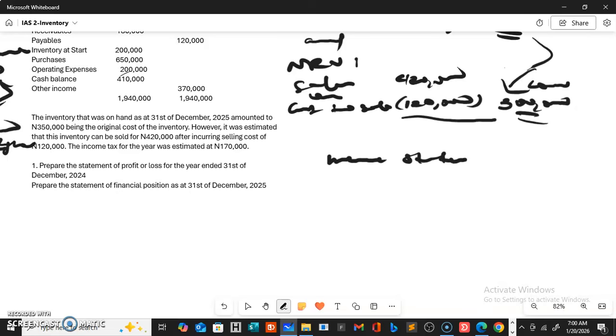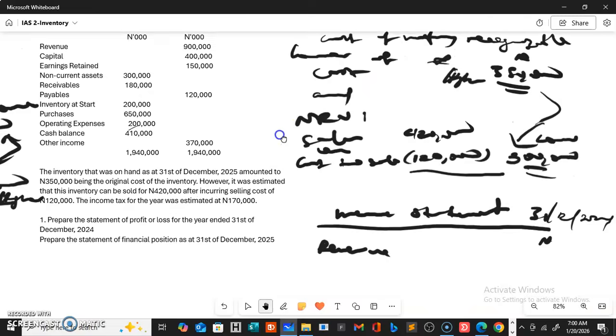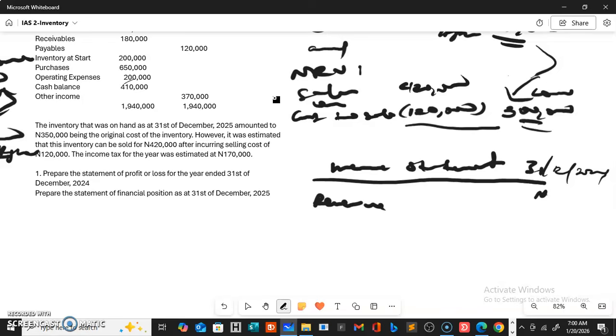Pardon me for the heading. This is the income statement for the year ended 31st December 2024. So we have the revenue. What is the revenue that we have here? We have 900,000.